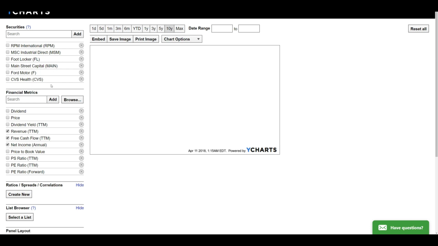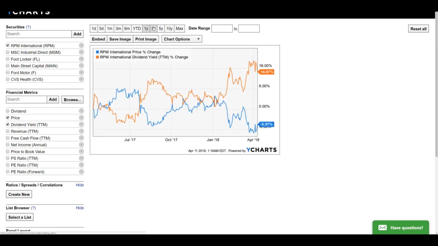So now we're left with 6 stocks, and these all have, again, PE under 25, yields over 2, increasing revenue, free cash flow, and net income over the past 10 years. Now, I like to look for some bargains. One way I like to look for bargains once I've narrowed it down is I will select price and dividend yield over the last year.